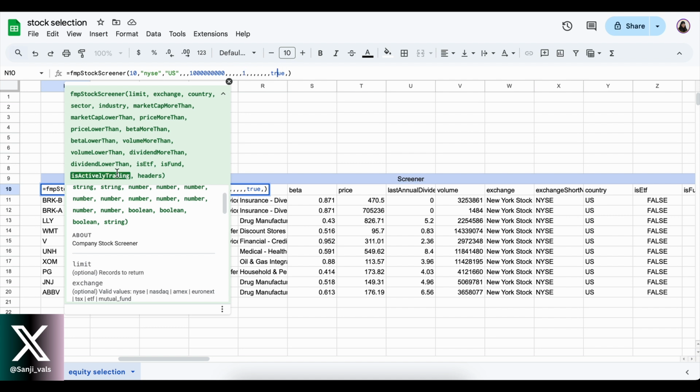And then the last parameter is actively trading. Is the stock actively trading? You can put true.